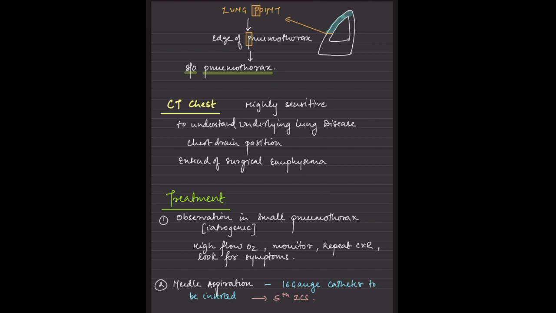Now this needle aspiration, what is it? It is like an emergency procedure wherein we find a space in the fifth intercostal space in the mid axillary line where we can insert it, and that will give relief to the patient. If there is persistent air leak even after the needle insertion, then we go with the intercostal drainage. First of all, observation has to be done with high flow oxygen, then monitor if it is a small one, and we can go with fifth intercostal space needle aspiration with a 16 gauge catheter.